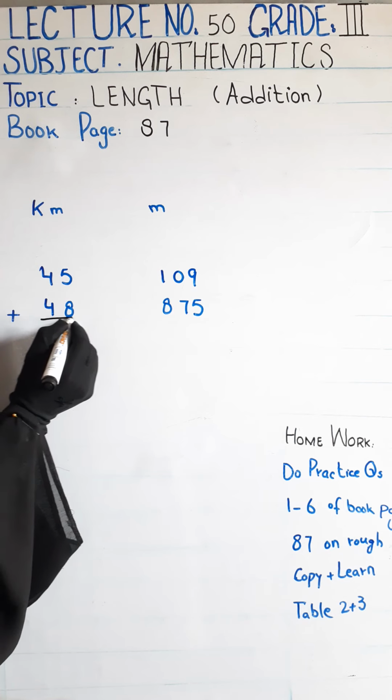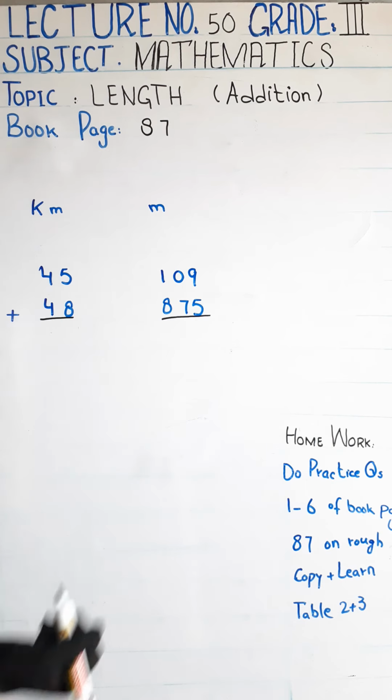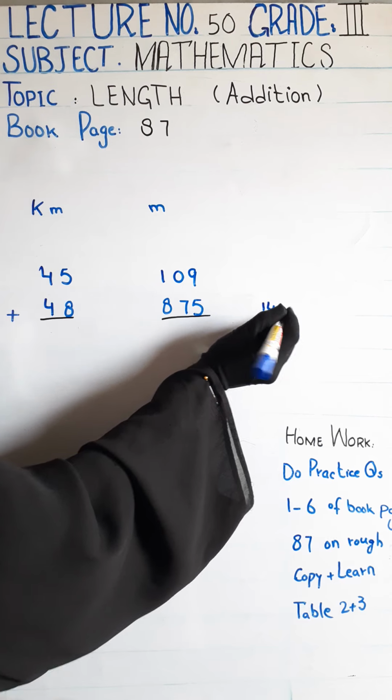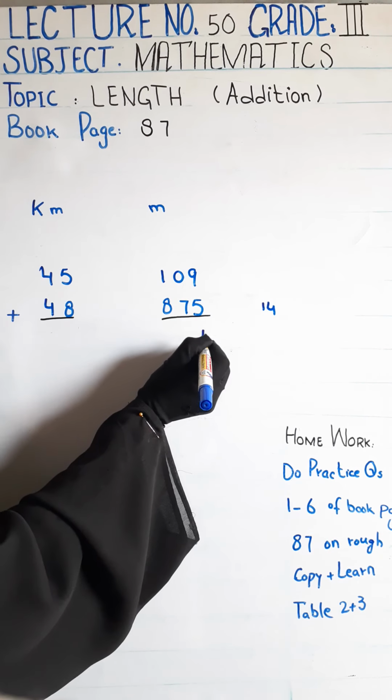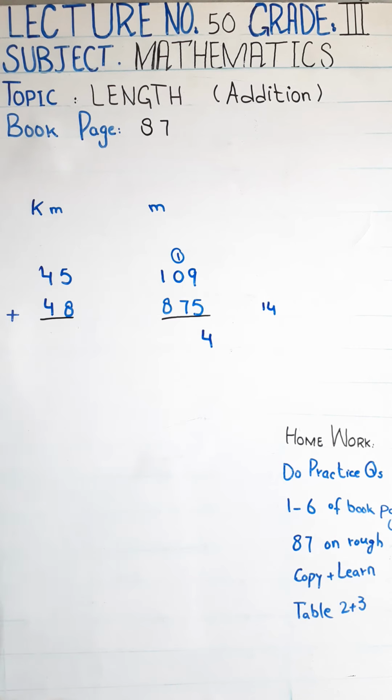Now check the question for any carry. It's just simple addition like the previous one. Look here, 9 and 5. You have solved so many questions, so just do mental addition. Hurry up, student. The answer is 14. So you write 4, the right side digit, and we carry 1 to the next column.